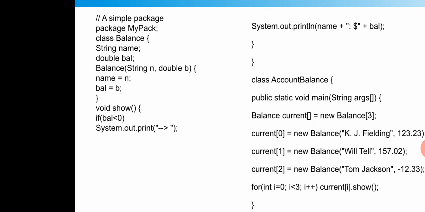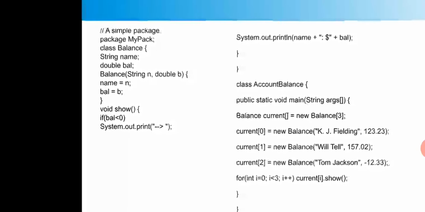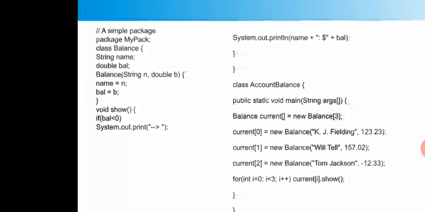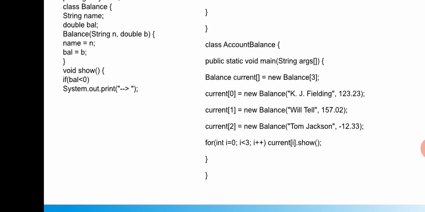Then after that System.out.println of name plus bal, dollar of that balance amount. In terms of dollars it will come. Okay, next you have account balance. You have one main class called AccountBalance. Inside that you have the main method.